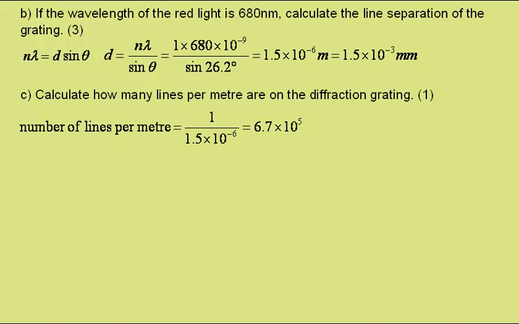Part C. Calculate how many lines per meter are on the diffraction grating for 1 mark. Well, the number of lines per meter is simply 1 over the separation of the lines, which we found in the previous part of the question. This must also be in meters, giving the number of lines per meter of 6.7 times 10 to the 5. This is a number and so doesn't need any units.